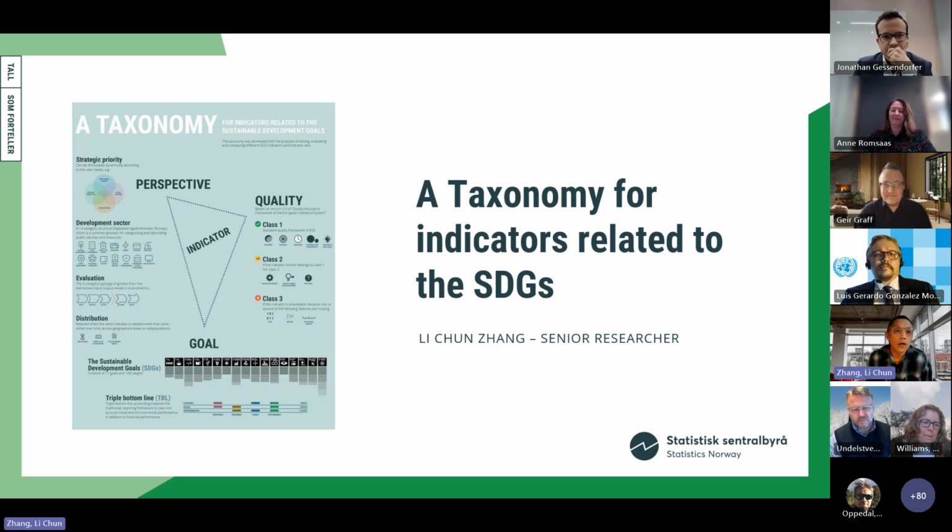In the title, taxonomy for indicators related to SDG, obviously there are three keywords here, which are in red color. I don't need to talk about the SDGs here, so let me first briefly talk about what we mean by indicators, and then we move on to taxonomy. So what do we mean by indicators? This is actually not quite a simple matter.